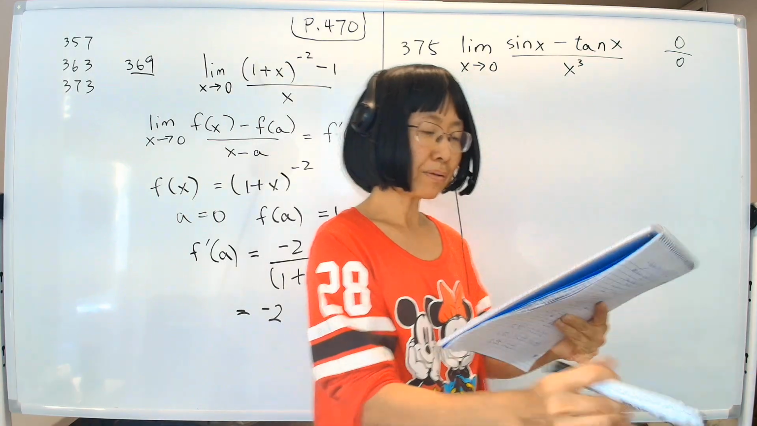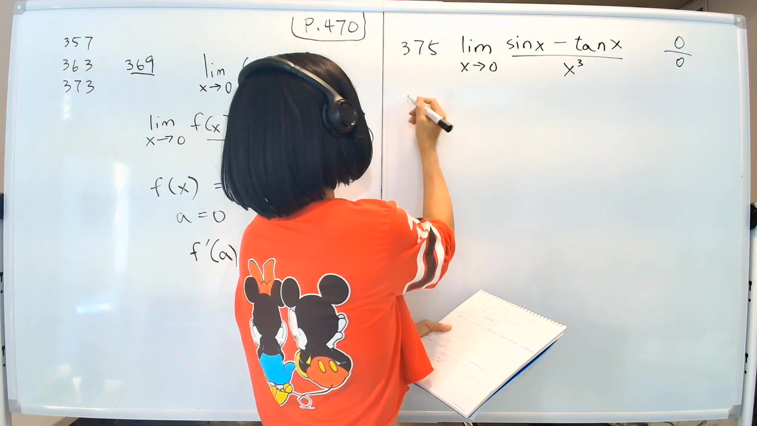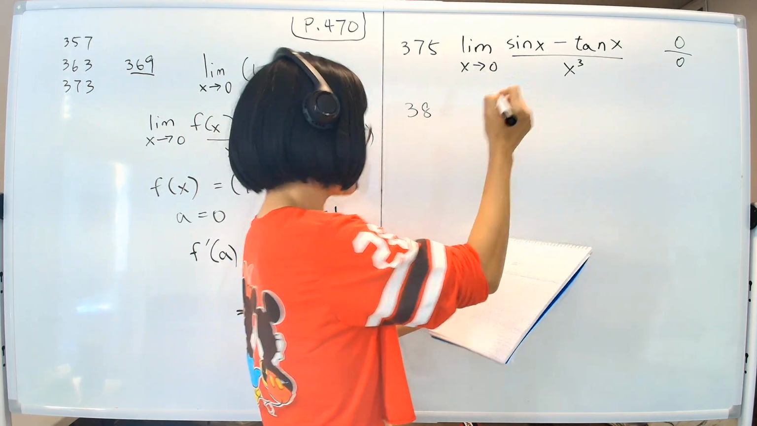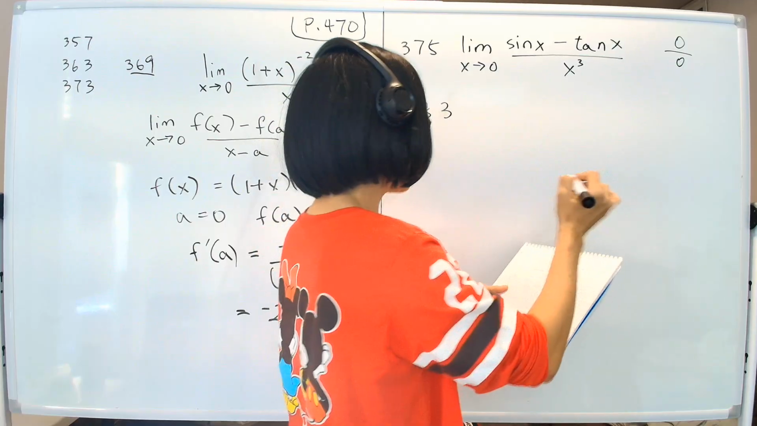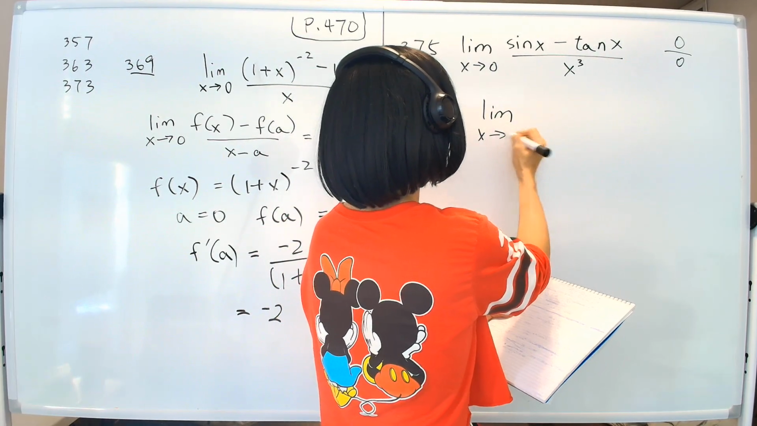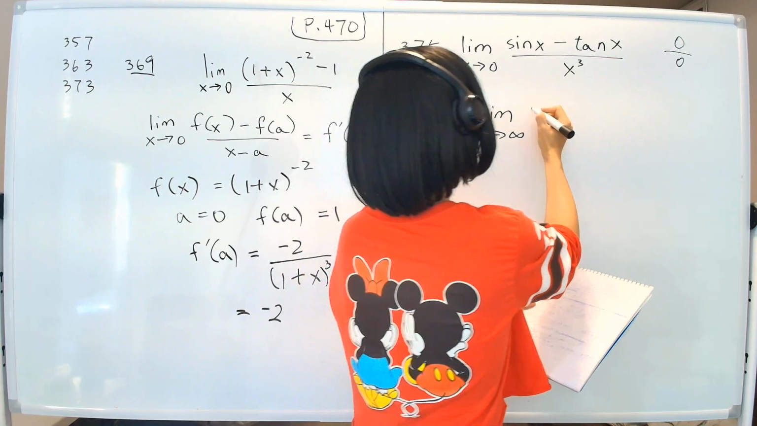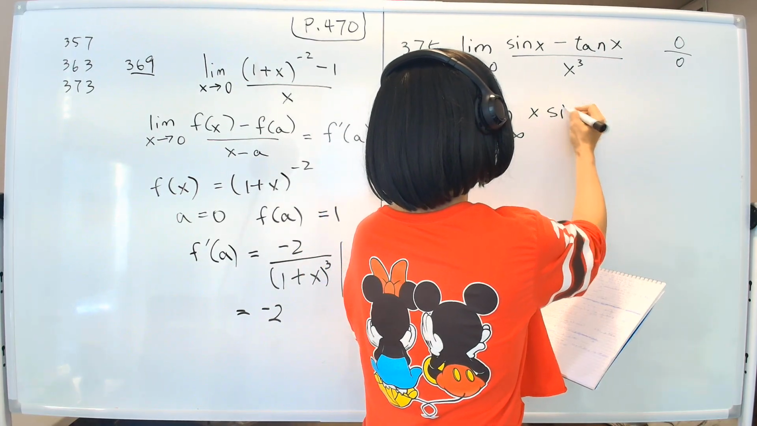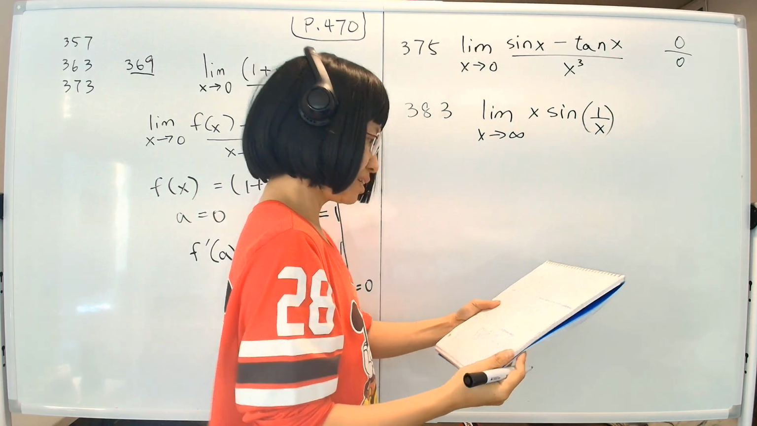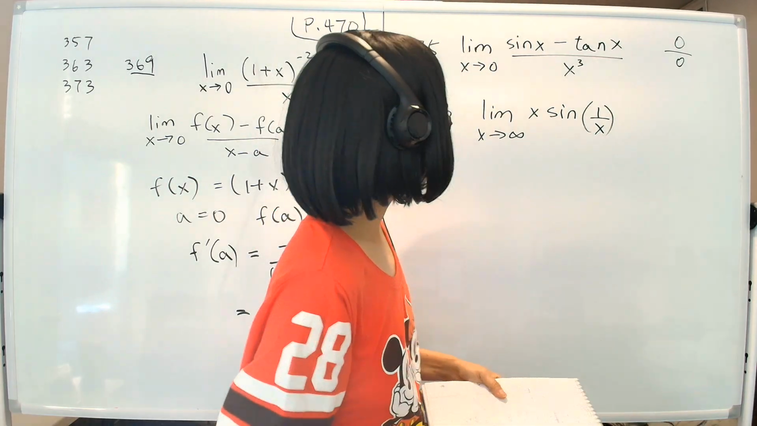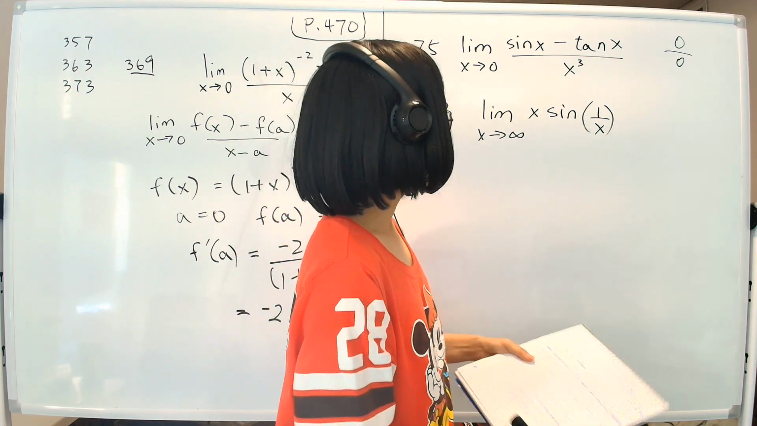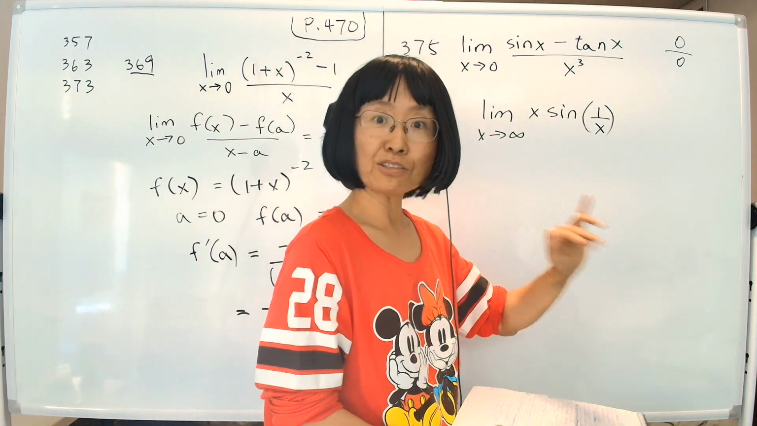Next, let's look at problem 383. Now 383 has a slight twist, which makes it slightly more interesting than the others. That is, we're looking at the limit as x approaches infinity of x sine 1 over x. If you try to beat this one with the normal L'Hopital's rule, because of the 1 over x, you get into a big mess.